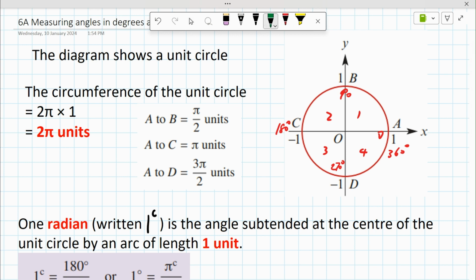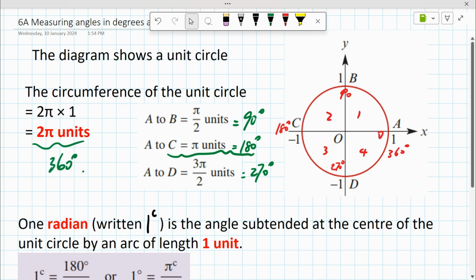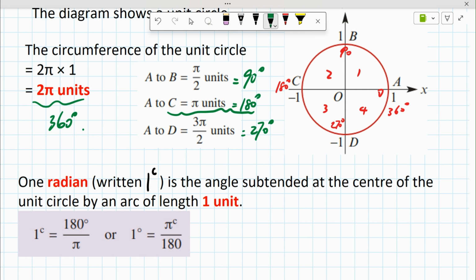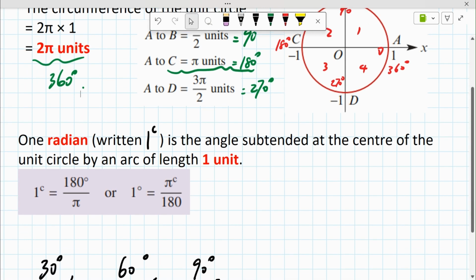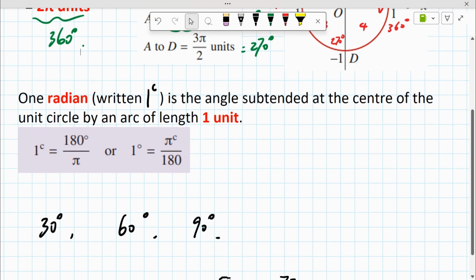And hopefully you guys remember pi on 2 means 90 degrees, and pi equals 180 degrees, so that's pretty important. And 3 pi on 2 means 270 degrees, and 2 pi means 360 degrees. So that's why radians are different from these angles. So 1 radian means 180 divided by pi, and 1 degree means pi over 180.